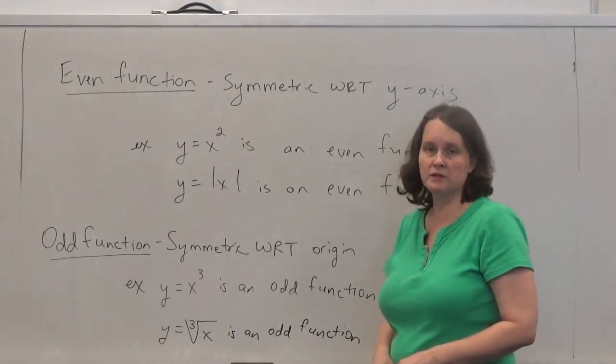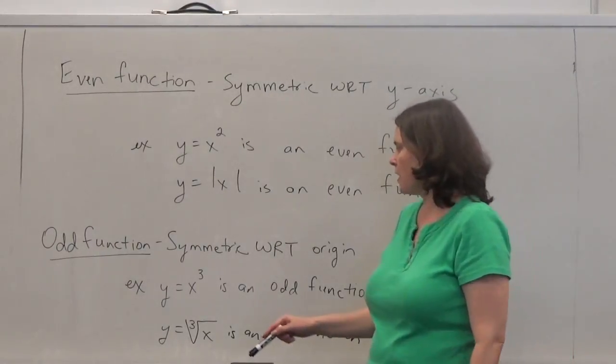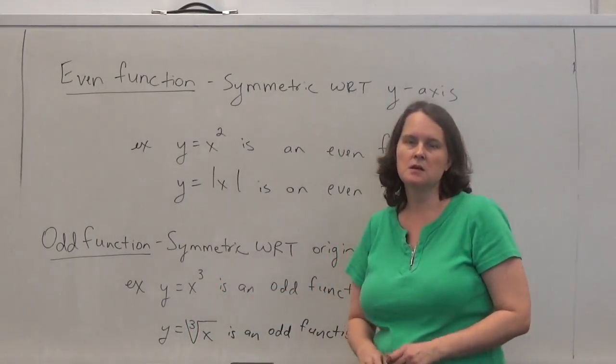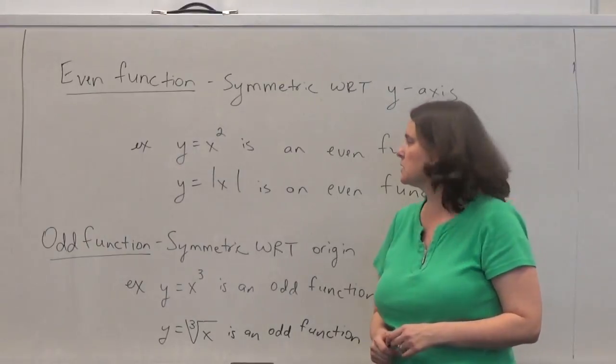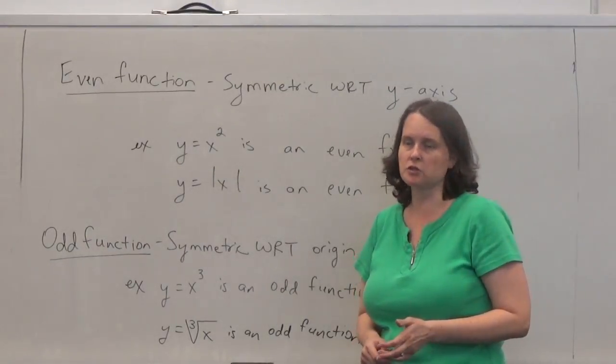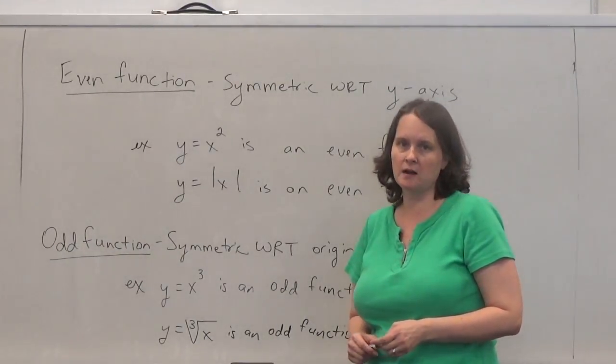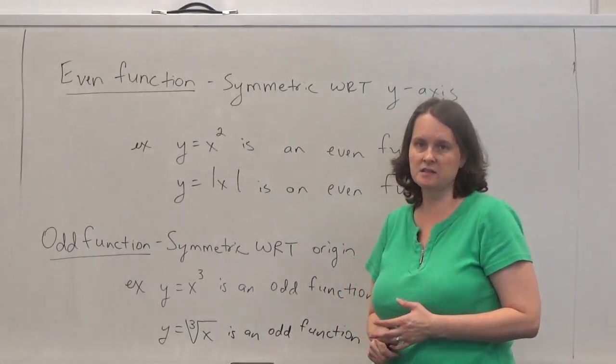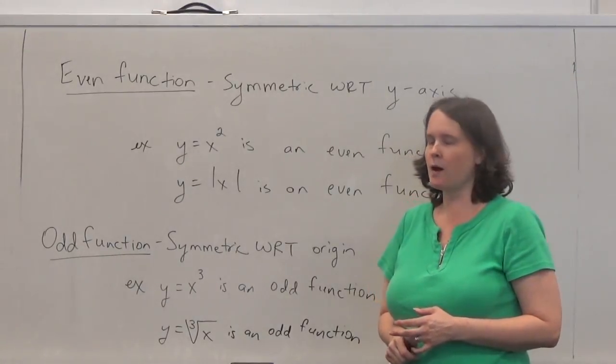So based on what we just saw with our graphs, the graph of y equals x cubed and the graph of y equals cube root of x were both symmetric with respect to the origin, so both of those are odd functions. Again, there is no special category for a function that has symmetry with respect to the x-axis. That's something I would like you to think about as to why.